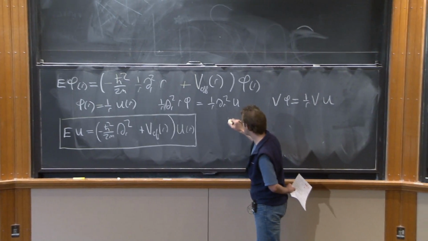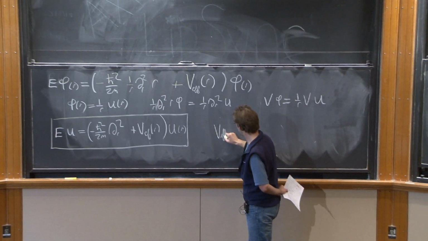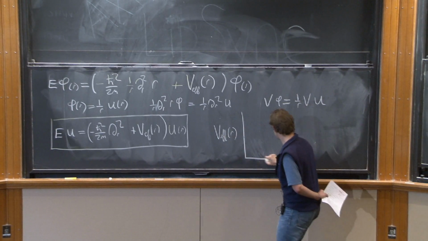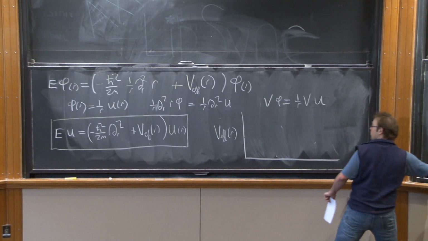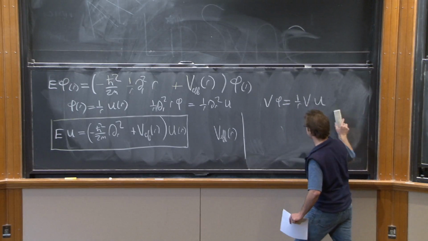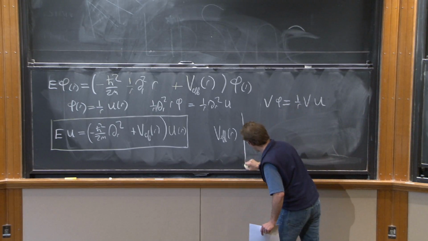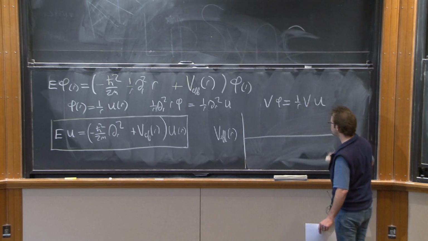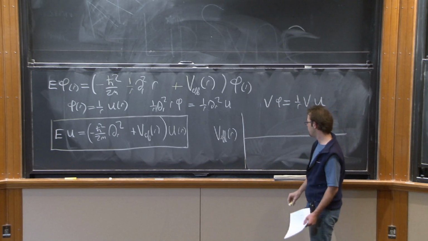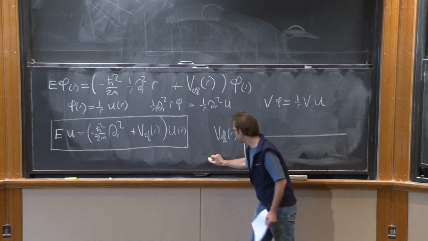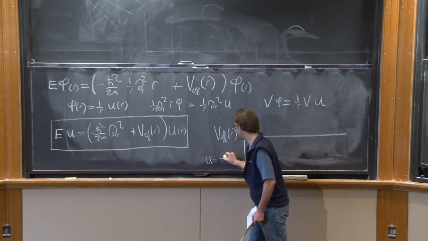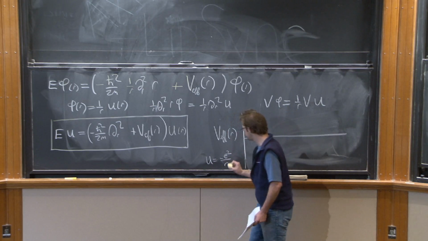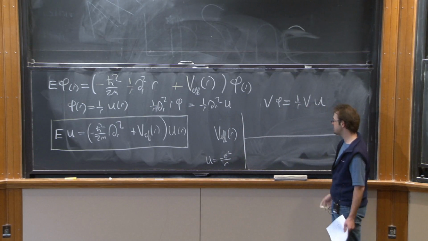The potential, V effective of r, does the following two things. Suppose we have a potential which is the Coulomb potential. So let's say U is equal to minus e squared upon r, just as an example.